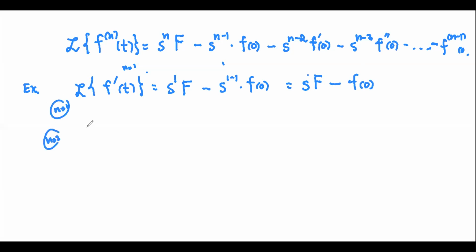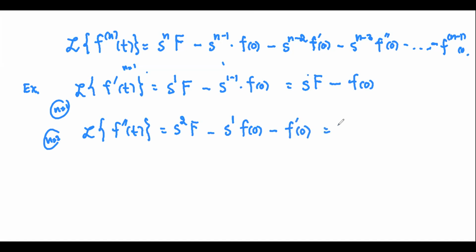For n equals 2, the Laplace of the second derivative starts with s squared times the Laplace F, minus s to the 2 minus 1, or s to the first, multiplied by the initial condition, subtracted by s to the power 0, which is 1, multiplied by the other initial condition. So we have s squared F minus s times f at 0 minus f prime at 0.